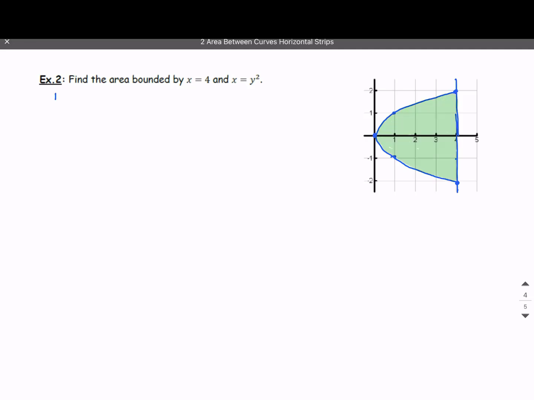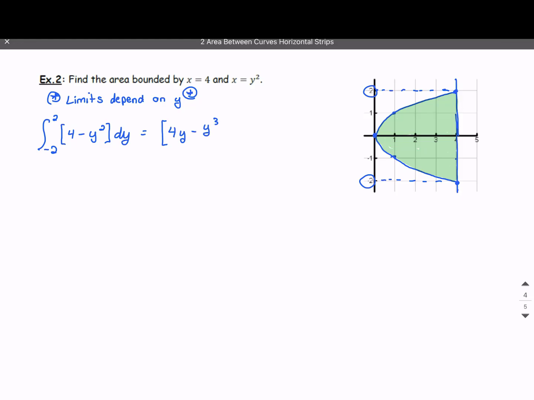Now, important to remember, the limits depend on y. So the y's are going from -2 up to +2. So this is the integral from -2 to 2 of the curve on the right, x equals 4, minus the curve on the left, x equals y squared, with respect to y. So we take the antiderivative of 4, which is 4y, minus the antiderivative of y squared, which is y cubed over 3, evaluated from -2 to 2.